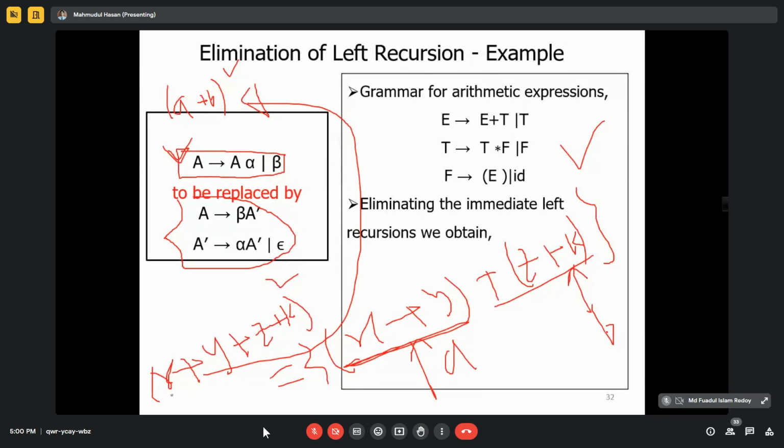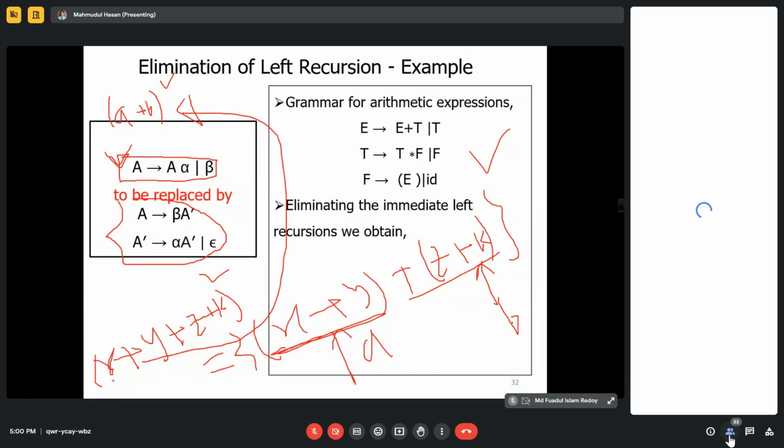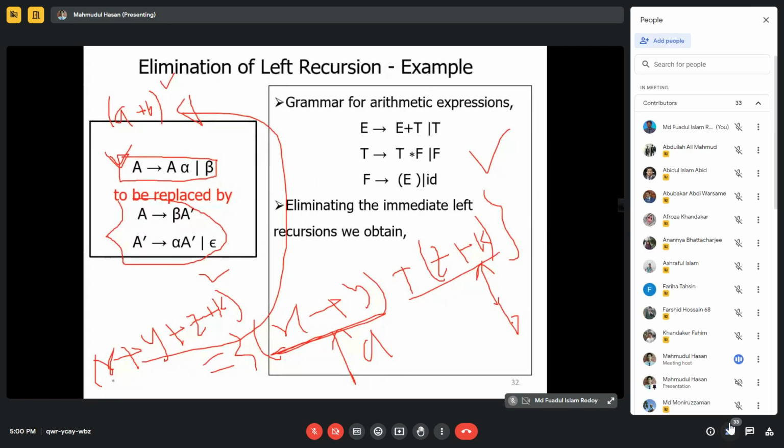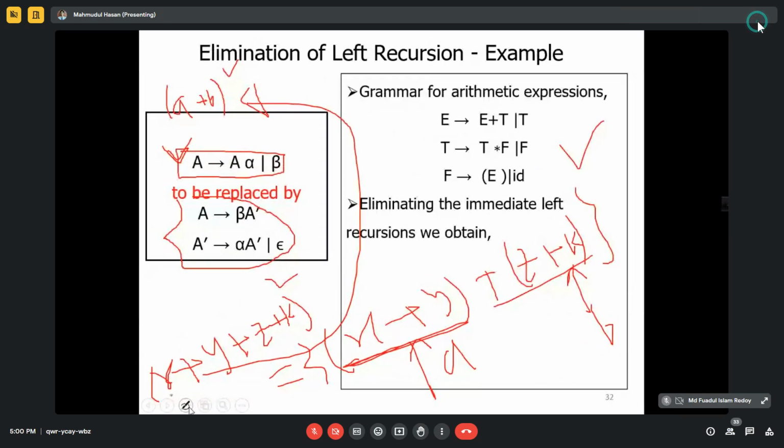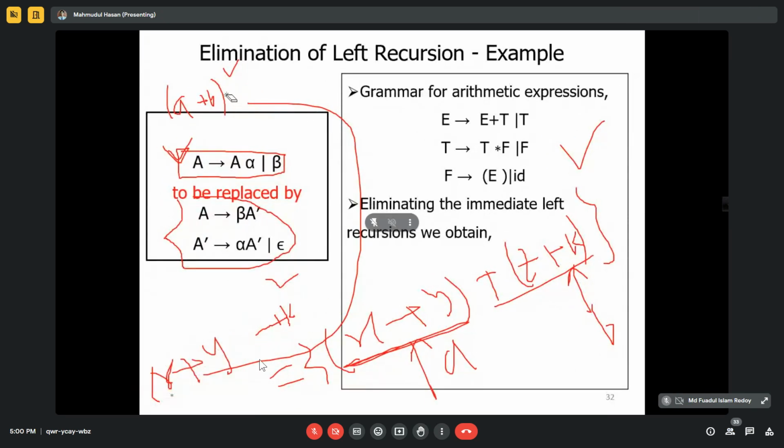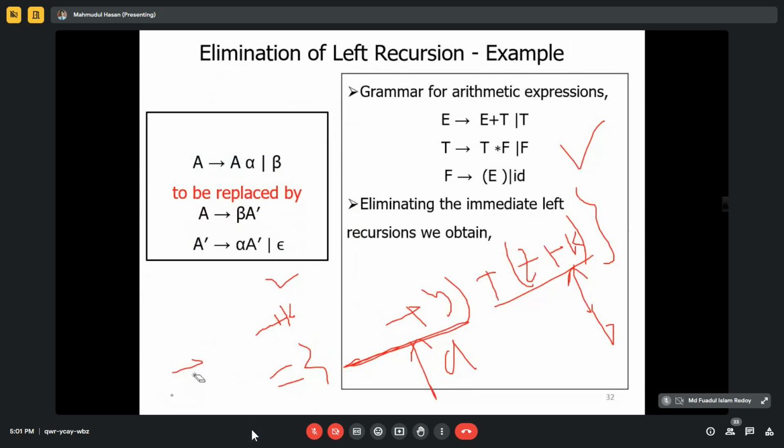That means if your equation is not like the formula, at that time you rearrange it so that you can apply the formula. Is it, everyone? Yes, sir. Okay.